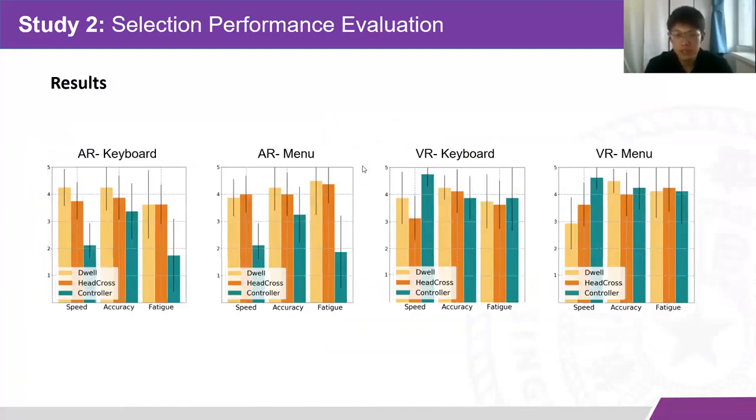The results show that HeadCross provides similar performance to the dwelling-based selection method, and it outperformed the hand gesture method in speed, accuracy, and perceived fatigue. And in VR, selection with controllers results in the shortest task completion time.